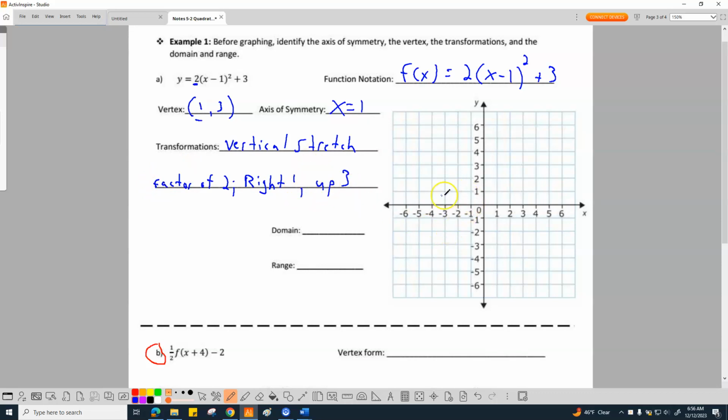So let's go ahead and graph this. Let's see, we have vertex 1, 3, which is right here. And we know it's going to be going up because there's no negative in front of that 2 over here. And so what does this look like and how are we going to get there? Well, that's the fun part.